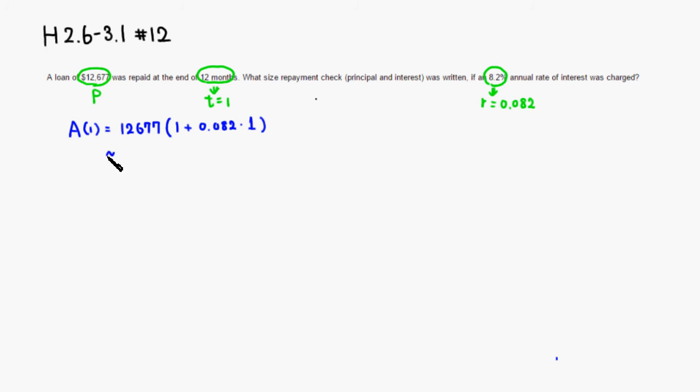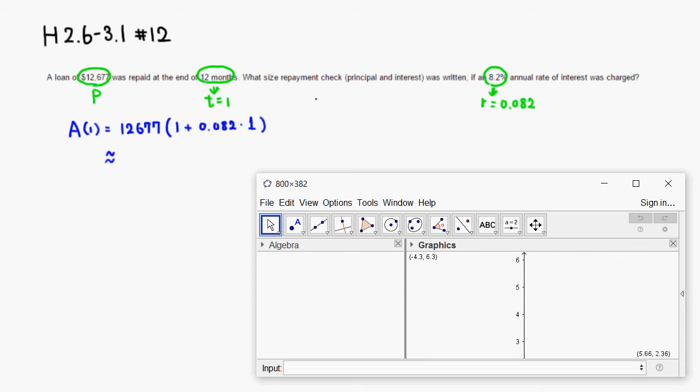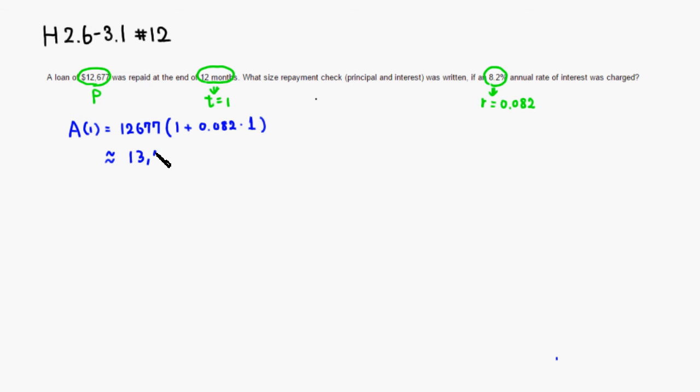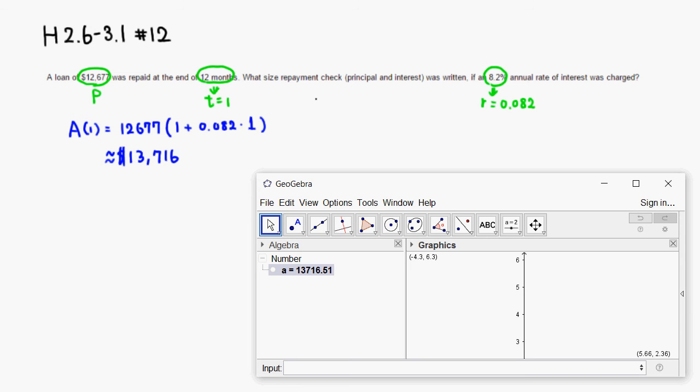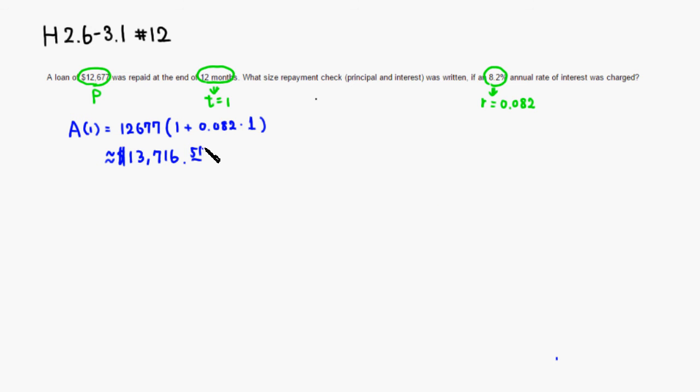So if you multiply 12,677 times 1.082, right? So put that in. So it's 13,716. So this is 13,716 and 51 cents. All right, so let's type it in.